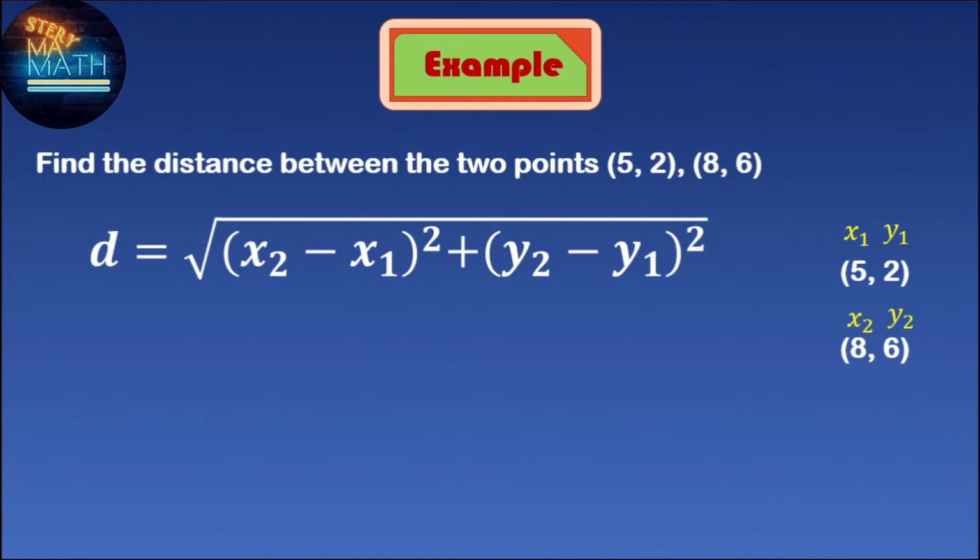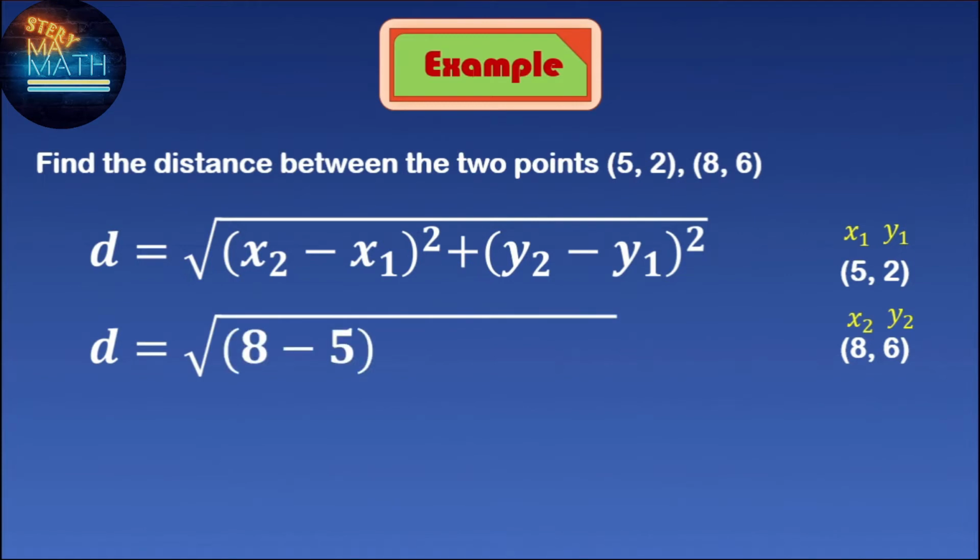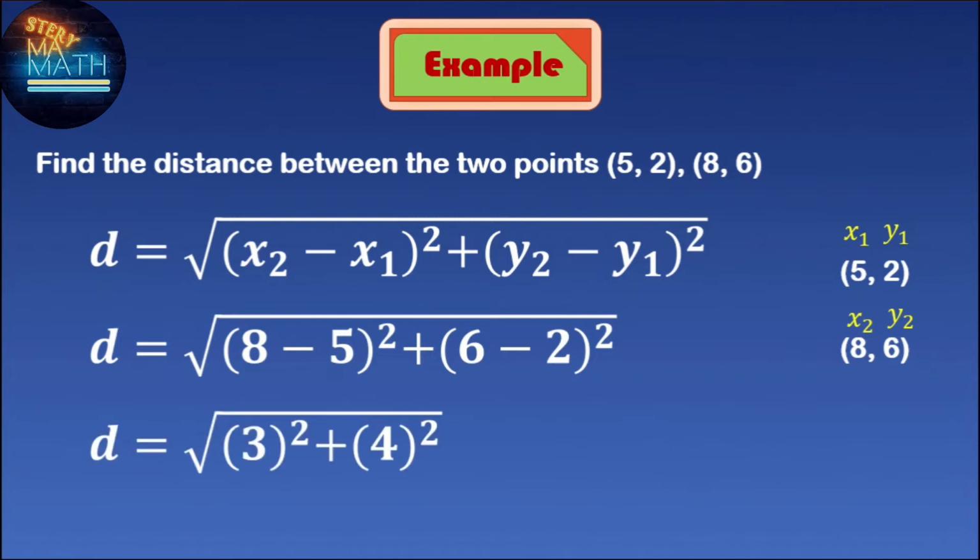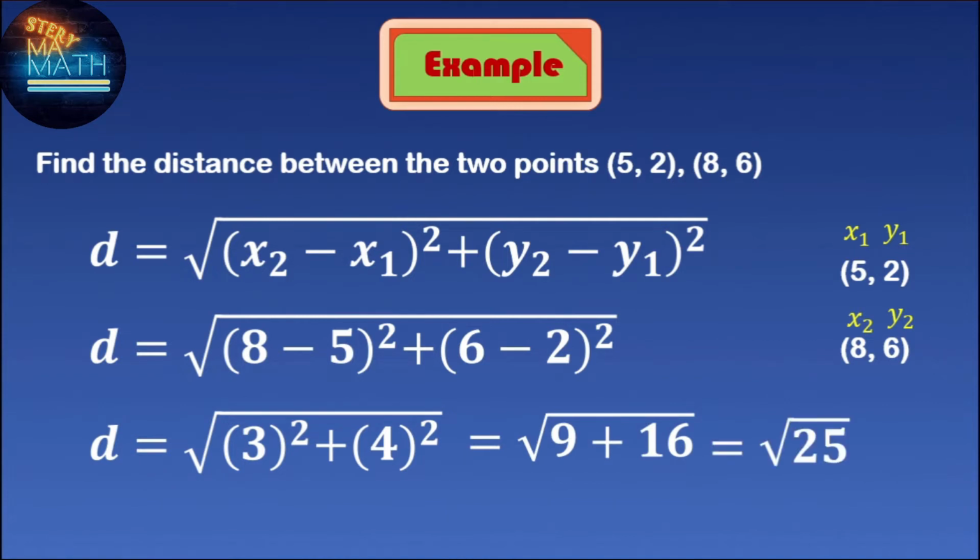So instead of writing x2 minus x1, we will write 8 minus 5 squared plus y2 minus y1, which is 6 minus 2 squared. And you can do the math. 8 minus 5 is 3 and 6 minus 2 is 4. So it will be the square root of 9 plus 16. And 9 plus 16 is 25. So the square root of 25 is 5 units. So the distance between the 2 points is 5.